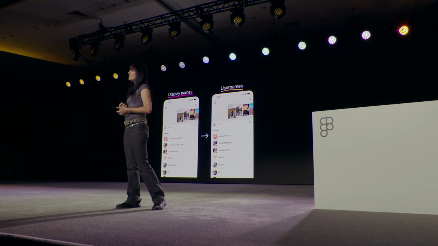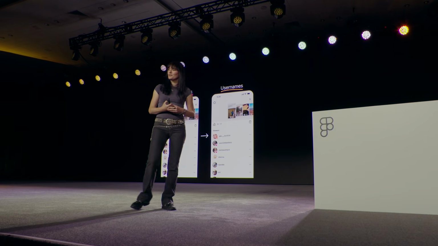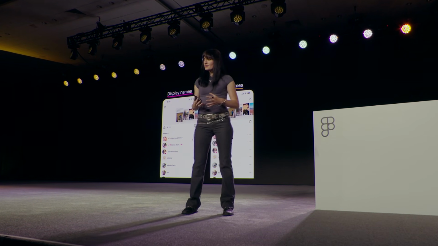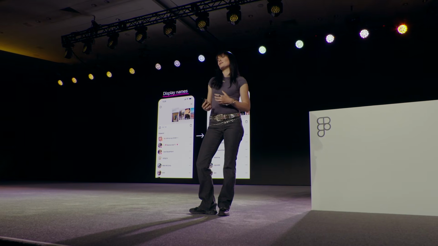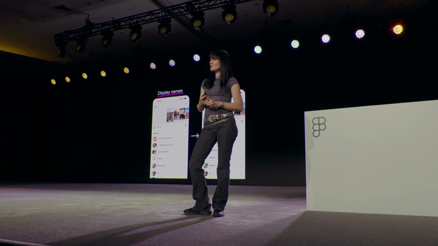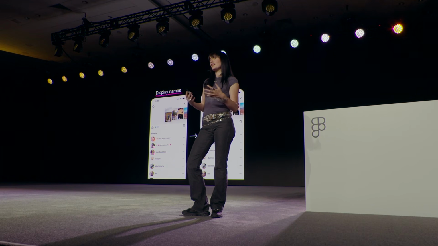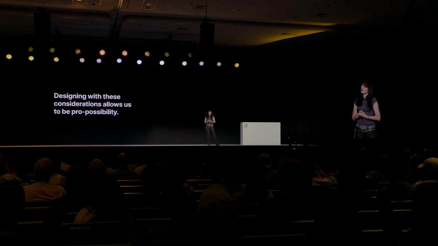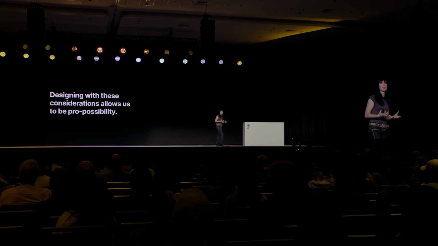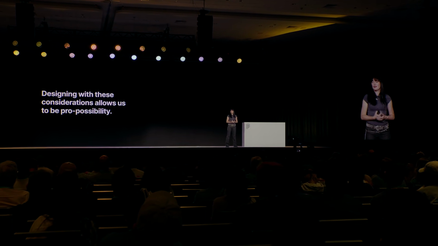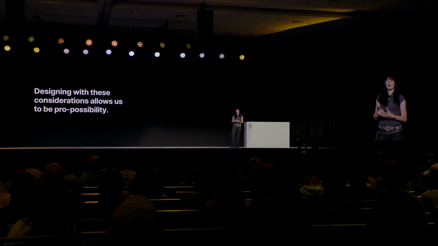So once I really understood what usernames had become in our ecosystem, the decision got clearer here. And slowly, we began changing some instances back. So we kept usernames because they had already become an identity, an internet export for our users, a possibility that we couldn't have planned for. And I think when we design with these considerations in mind, we allow ourselves to be pro-possibility. And we open ourselves up to the world that we create and surrender some of the control.